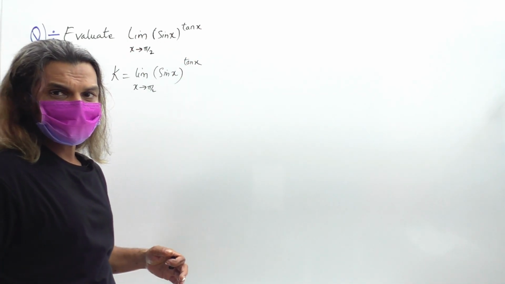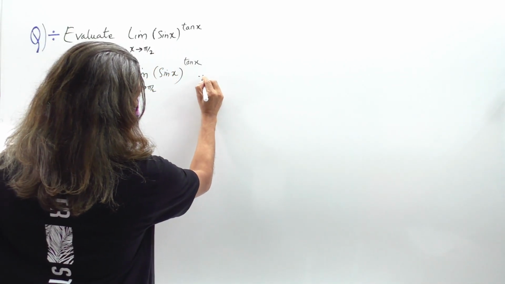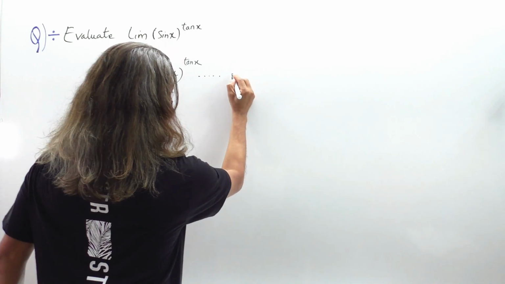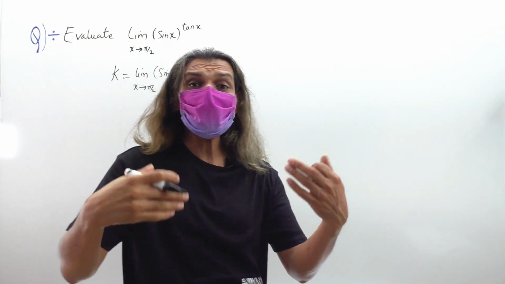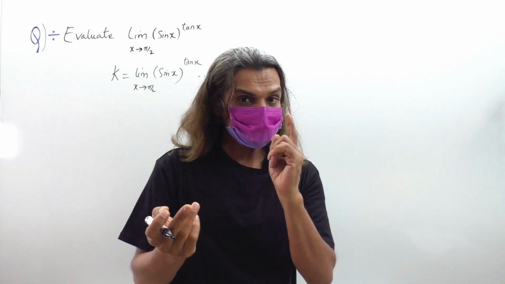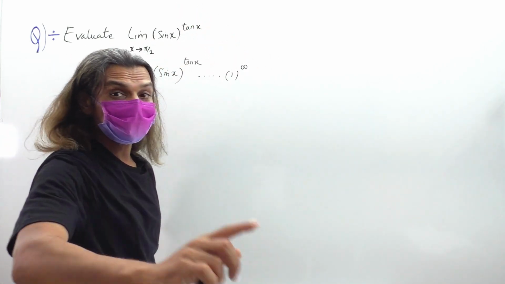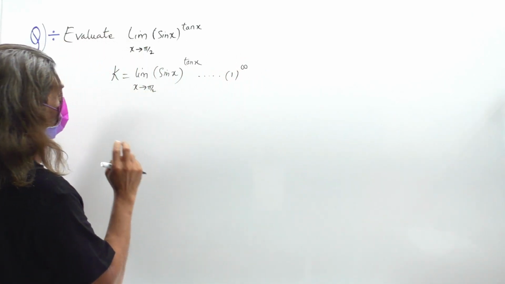So, now let's check the limits here. What is the limit here? x tends to pi by 2. So what is sin pi by 2? Sin 90 is 1. And what is tan pi by 2? What is tan 90? Tan 90 is always infinity. Sin 90 is 1, tan 90 is what? Infinity. See, we get a form 1 raised to infinity. Okay, so the type is correct now.